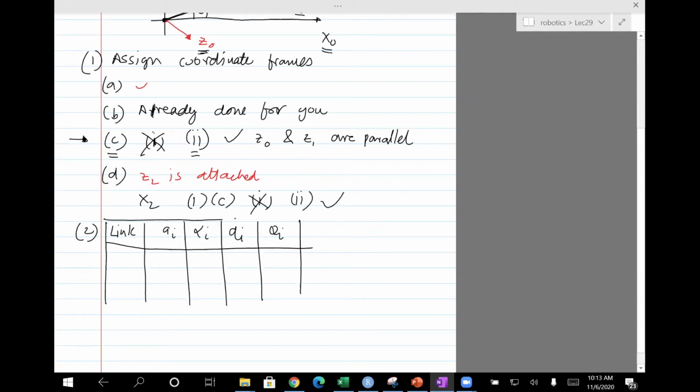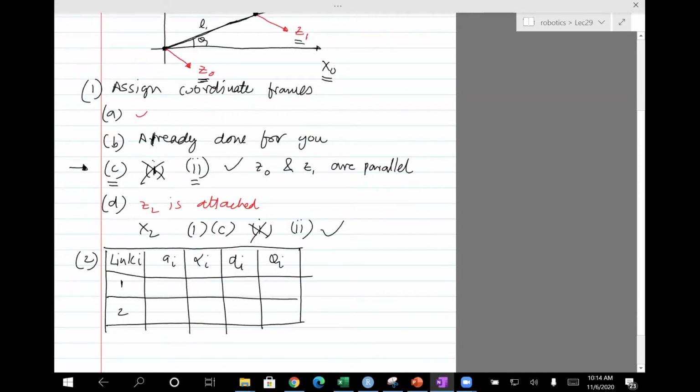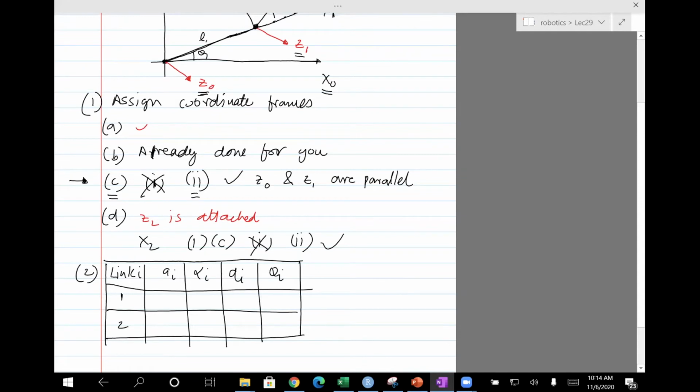And we really need just 2 lines for this table. We have i equals 1 and i equals 2. So we are going to populate these 8 numbers now, okay? So how do we populate them? Well, we need to know what a_i, alpha_i, d_i, and theta_i mean.